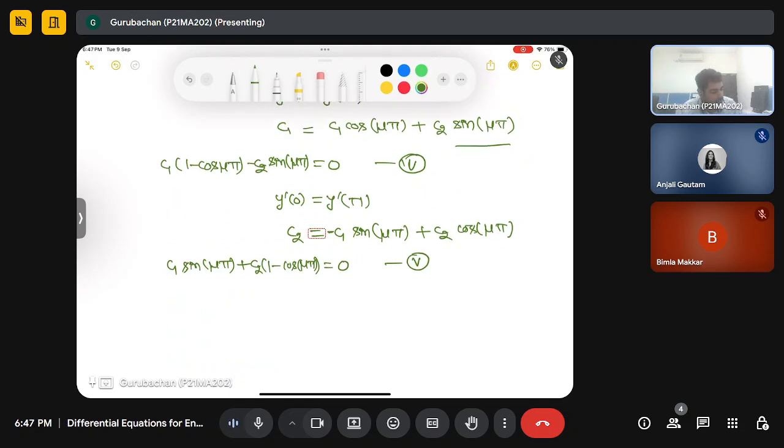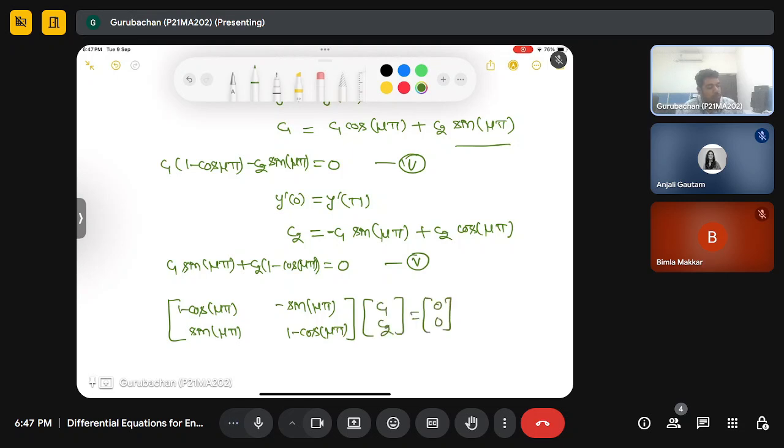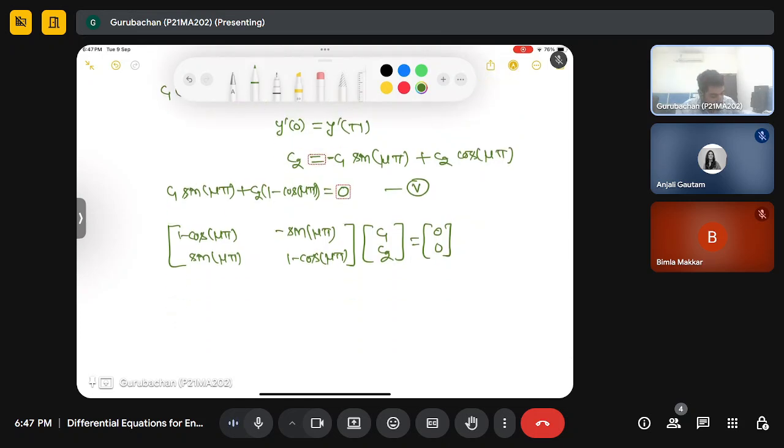Combining this, you will get a system, and the system is like this: the matrix with rows 1 minus cos mu pi, sin mu pi, and minus sin mu pi, 1 minus cos mu pi, times C1, C2, equal to 0, 0. Okay, so this is your system. Let C1, C2 be some non-trivial solution. Therefore, this determinant must be 0.